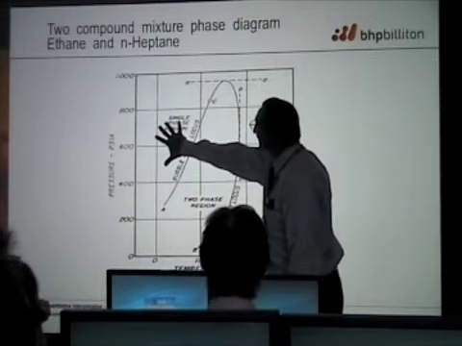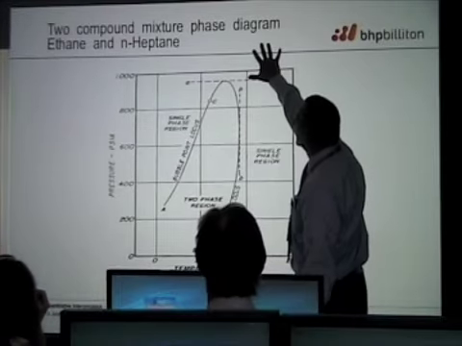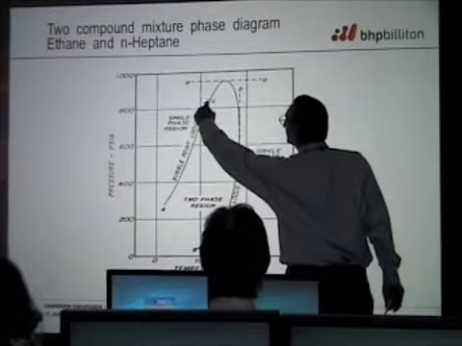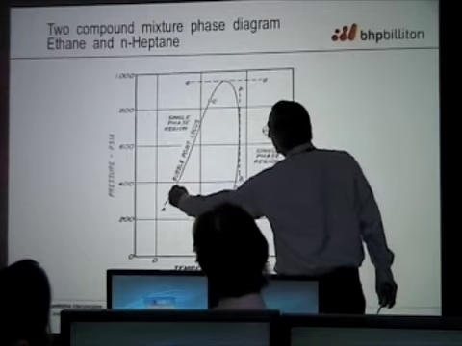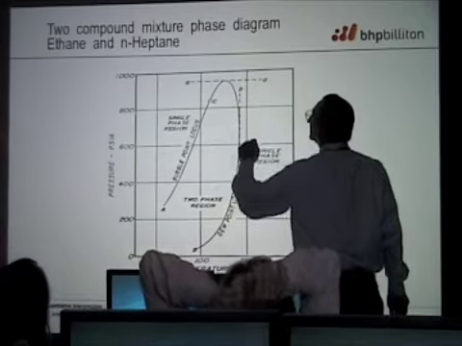So now we have a single phase region over here, and a single phase region over here, and everything, of course, above that line is a single phase region as well. And this region from here down to here is commonly called the bubble point locus, and this the dew point locus. Well, why is that?